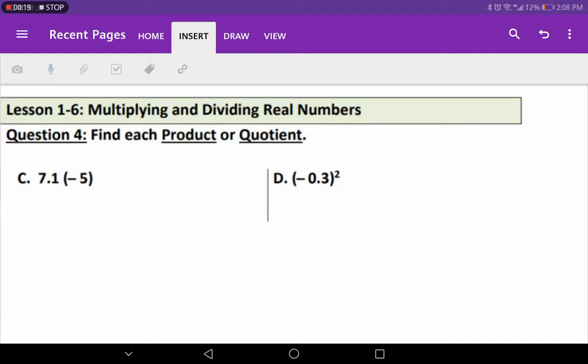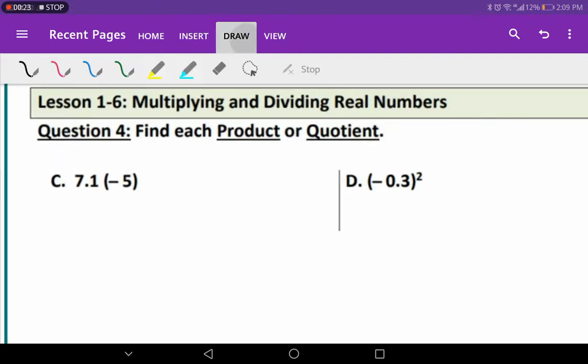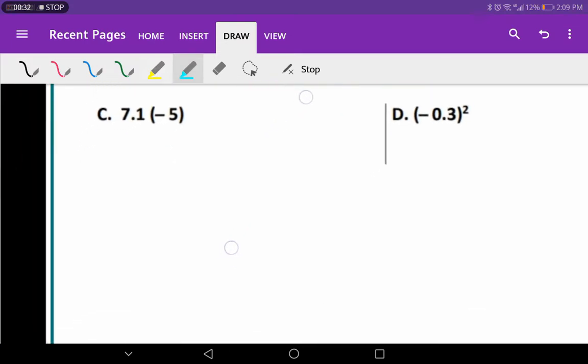Question number 4, find each product or quotient. As you know, my dear student, product is the answer of multiplication, and quotient is the answer of division. And let us start. We start from here.